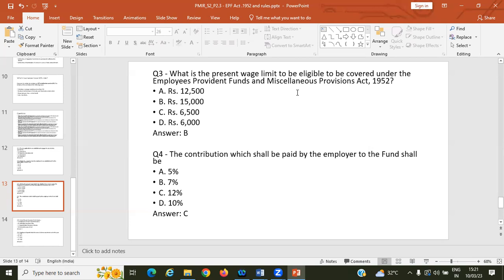The Government of India has decided that whoever is getting a salary of less than 15,000 will be covered under this Act.